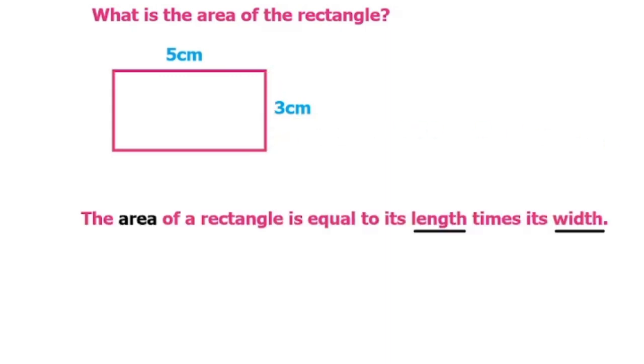So first we need to understand the definition of area. The area of a rectangle is equal to its length times its width.